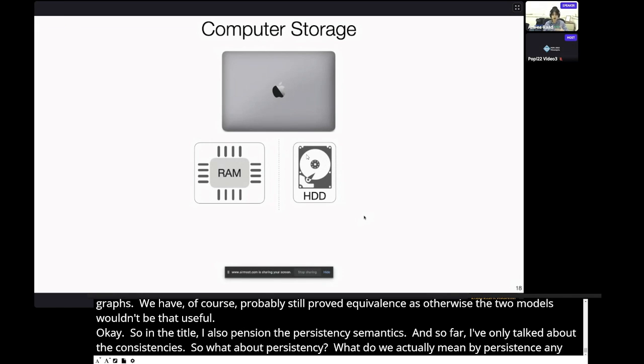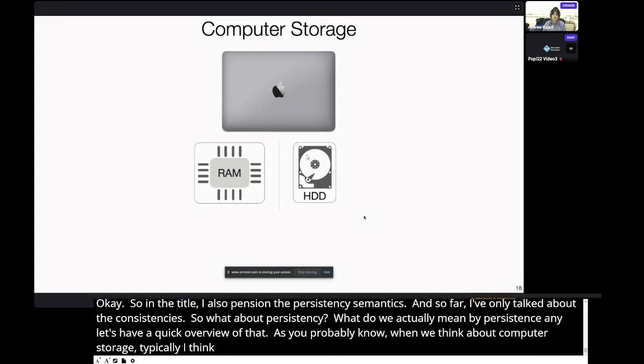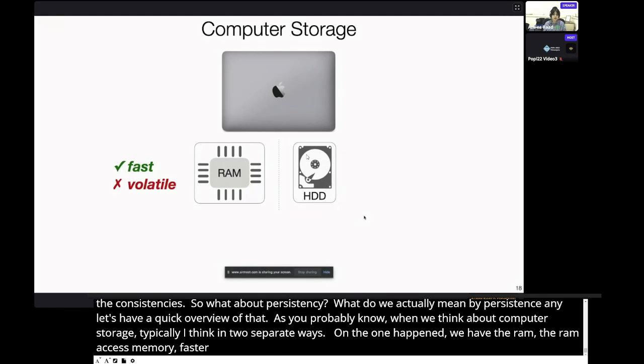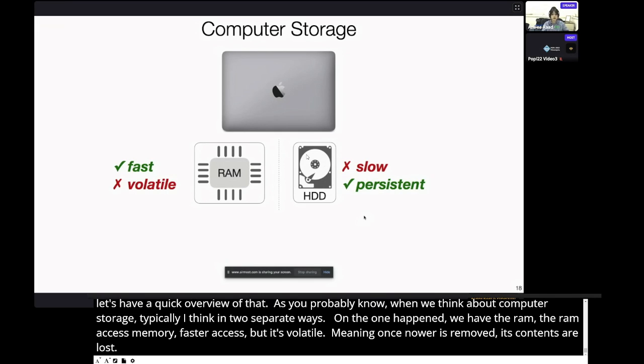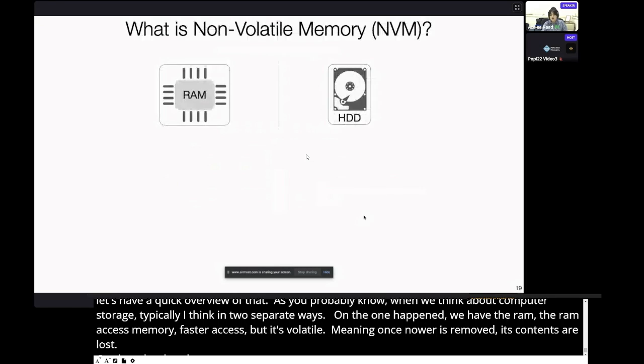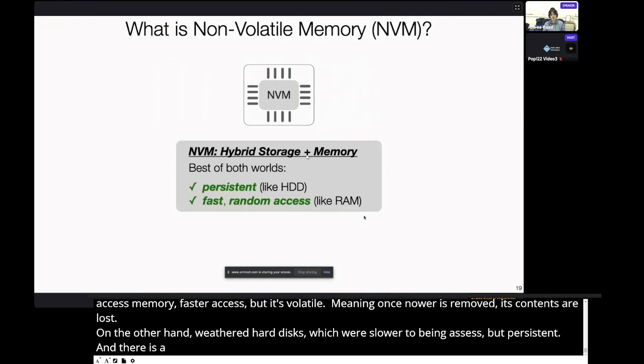So as you probably know, when we think about computer storage, you typically think in two separate ways, right? On the one hand, we have the RAM, the random access memory, which is faster access, but it's volatile, meaning that once power is removed, when you have a power failure, its contents are lost. On the other hand, we have hard disks, which are slower to access, but are persistent. And as you may know, there is this new and exciting class of memory technology called non-volatile memory, or NVM, which combines the best of both worlds. It's persistent and it is fast.